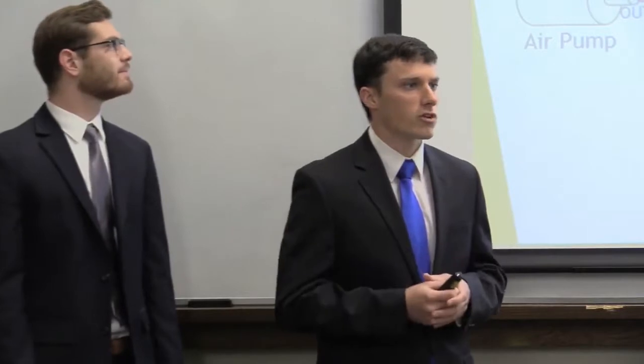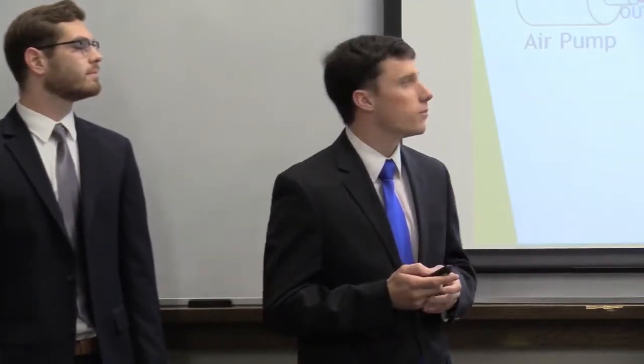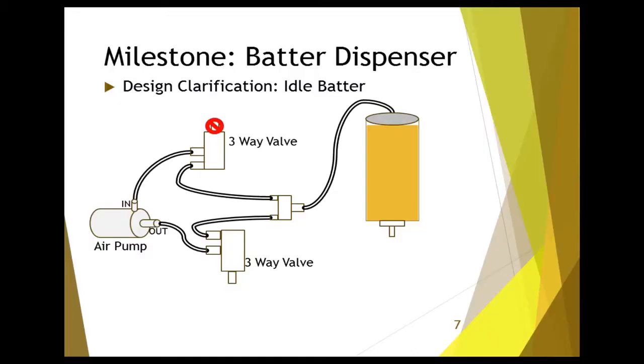The second configuration is in order to suspend the batter, and by changing the configuration of the 2 3-way valves, we can now draw air from behind the batter, creating a vacuum and suspending the batter there, and then we expel that air out towards the atmosphere.